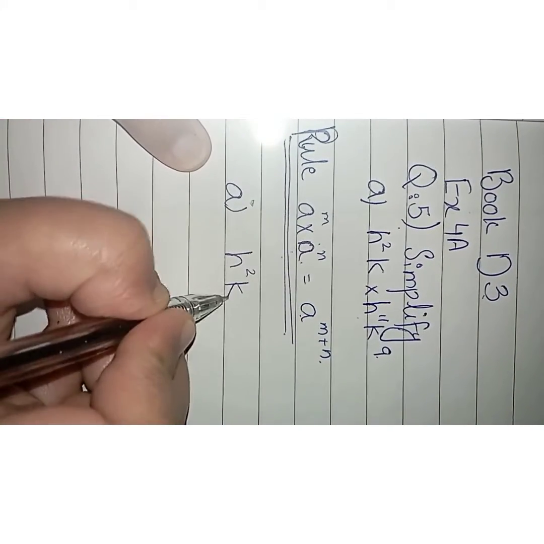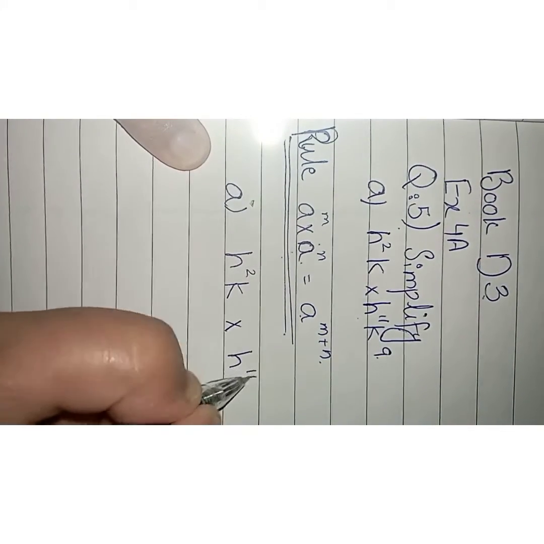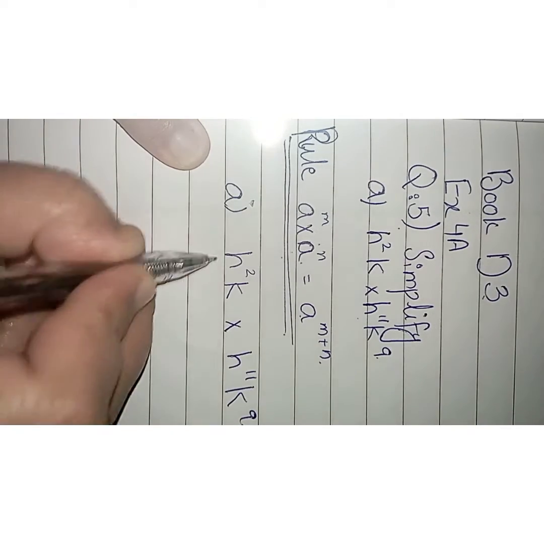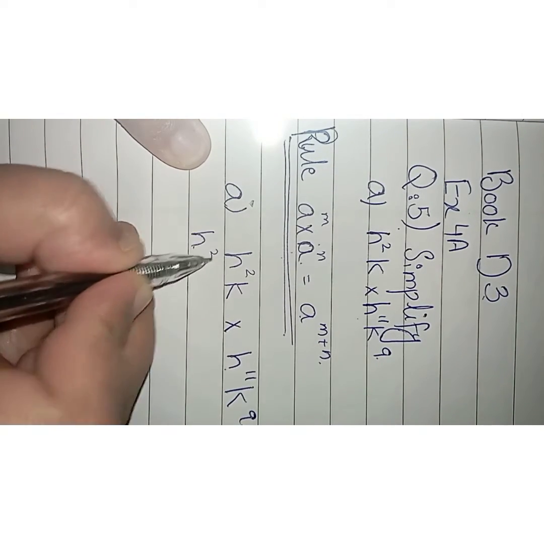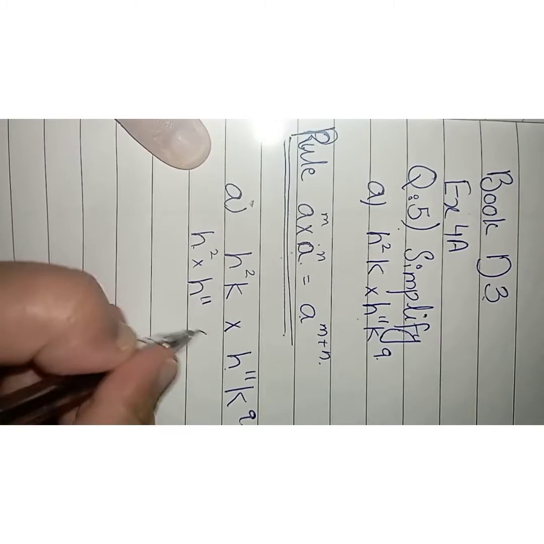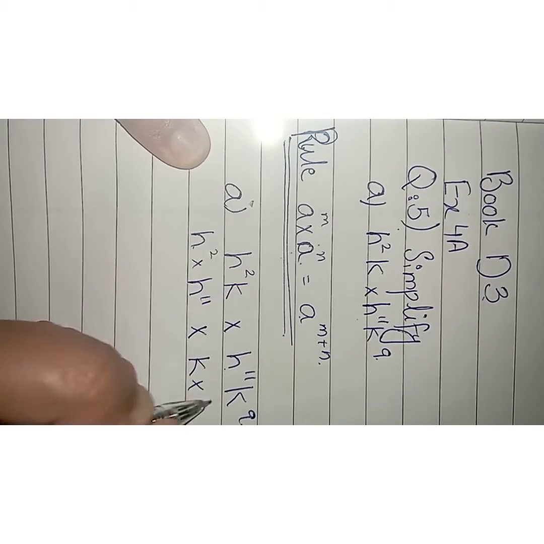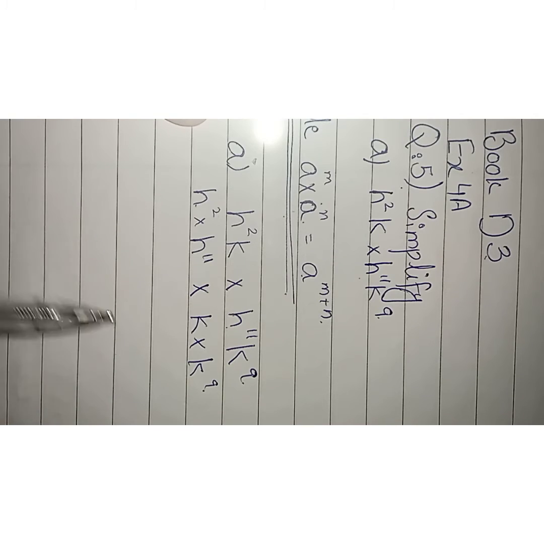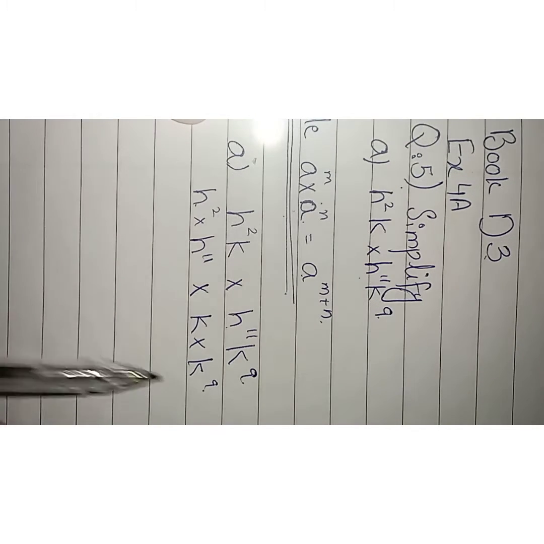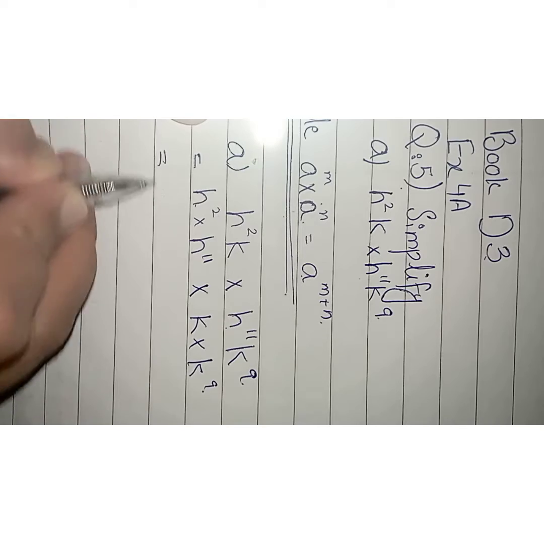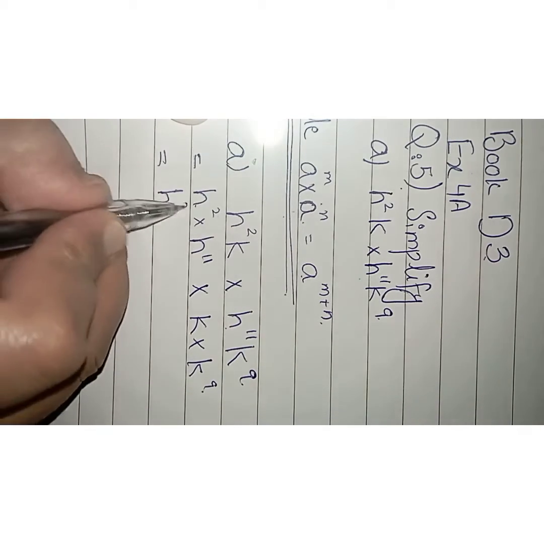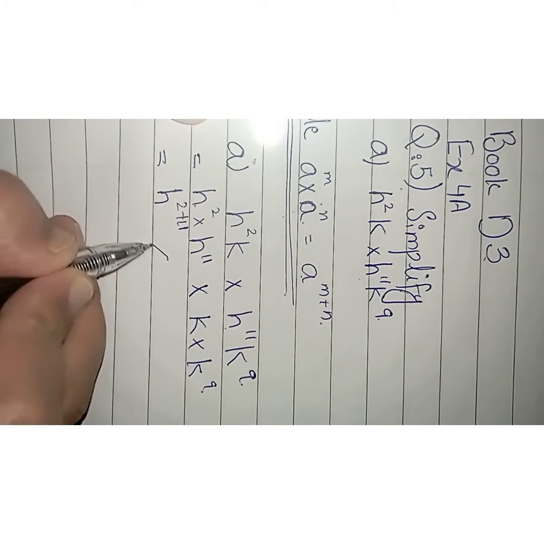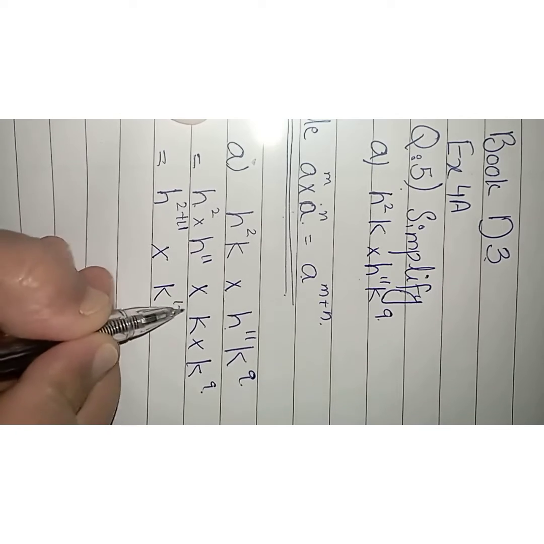h squared k multiplied by h11 k9. Now h squared and h11 will be multiplied, and k into k9. This step is an unnecessary step, but to make you understand more, I'm doing this step. You can even skip this step as well. And now you can simply write h 2 plus 11 multiplied by k 1 plus 9.